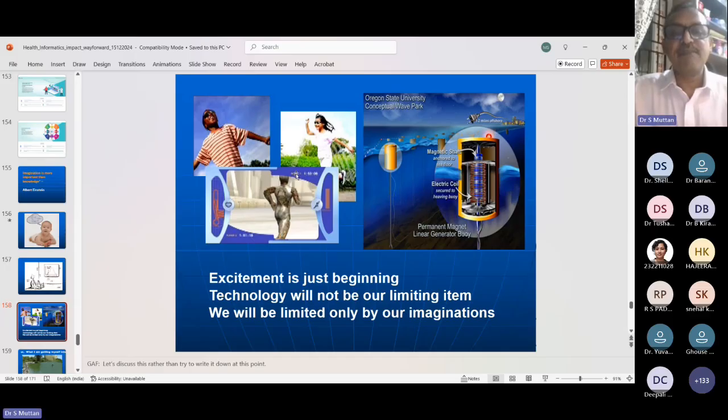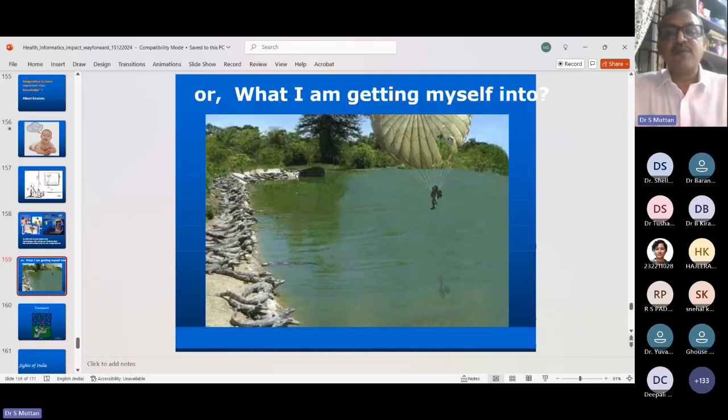Be happy. Excitement is just beginning. Technology will not be our limitation. We are limited by our own imaginations. The only thing is we are not resourceful. With whatever we have, yes, we can do it. Anyhow, we have to meet our challenges.